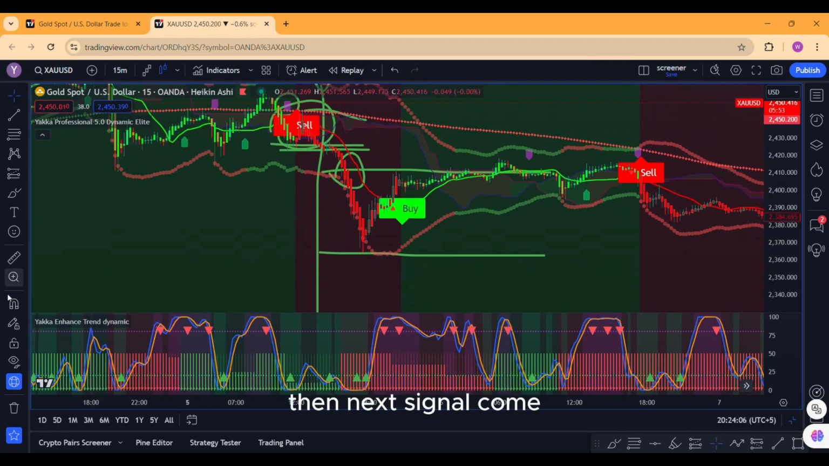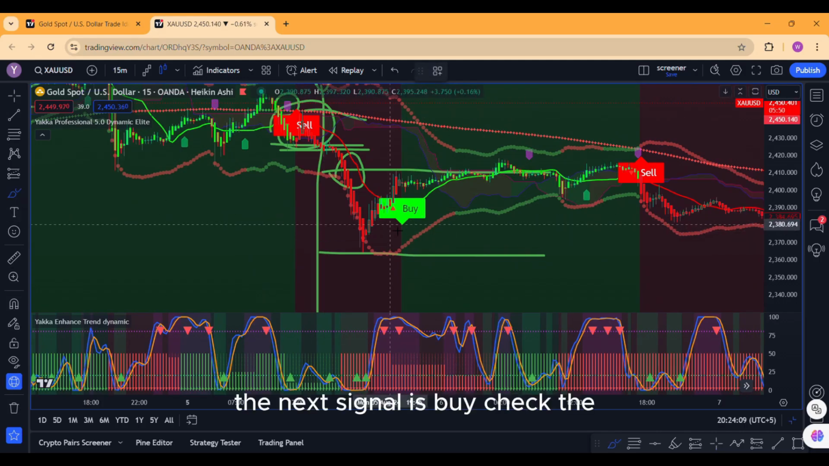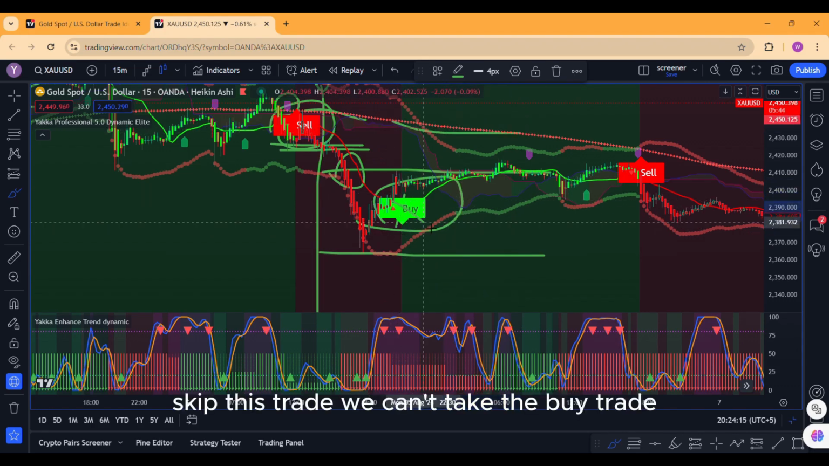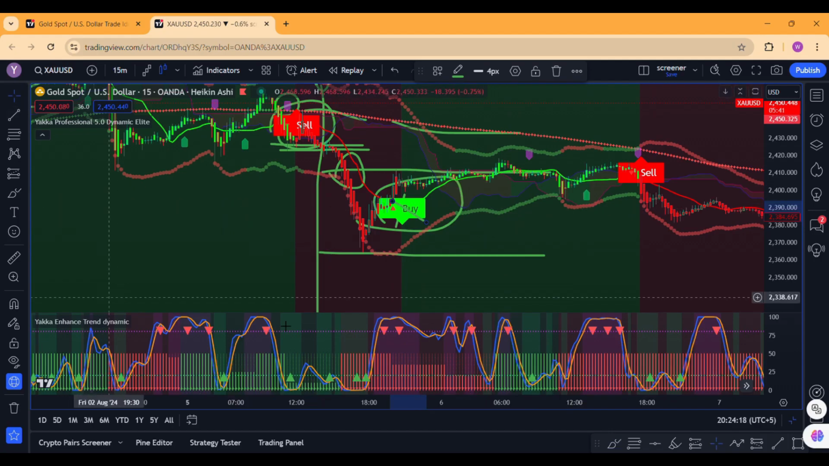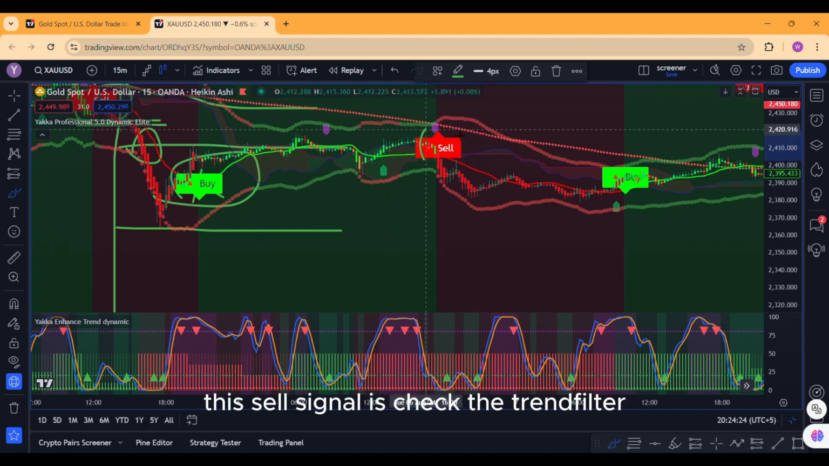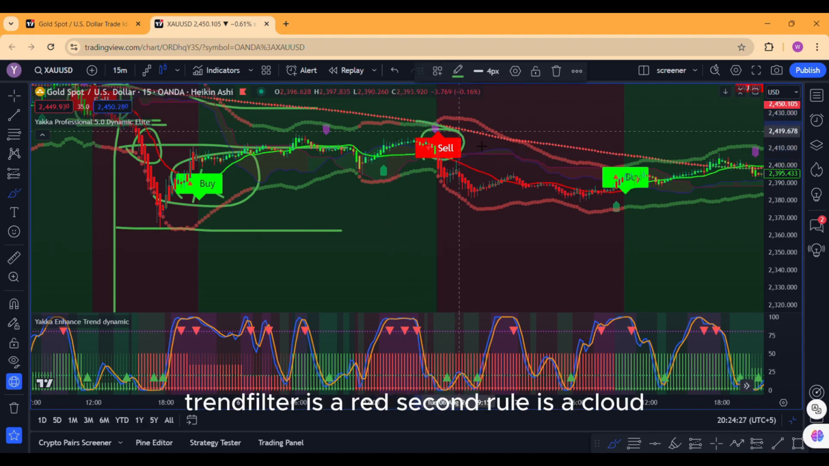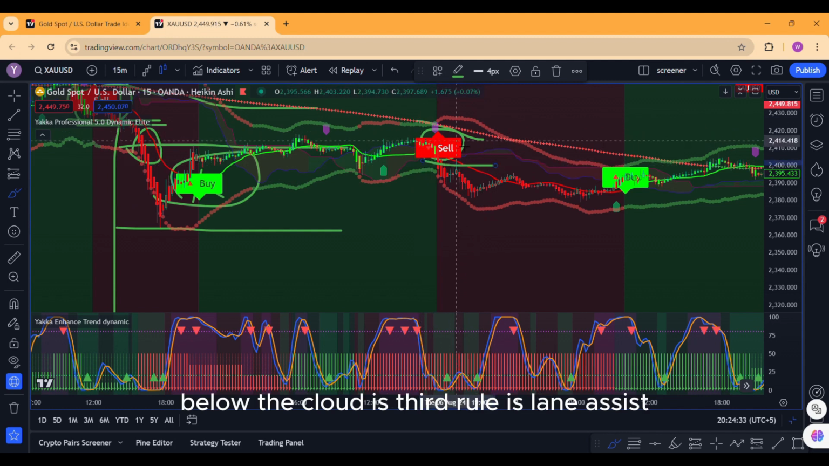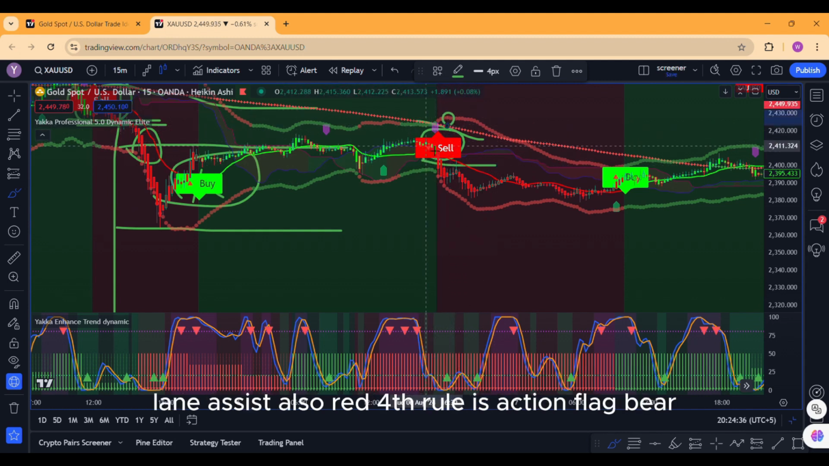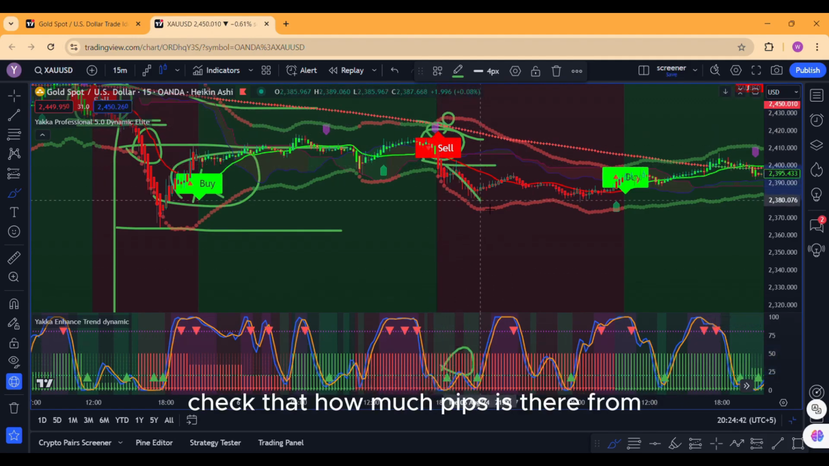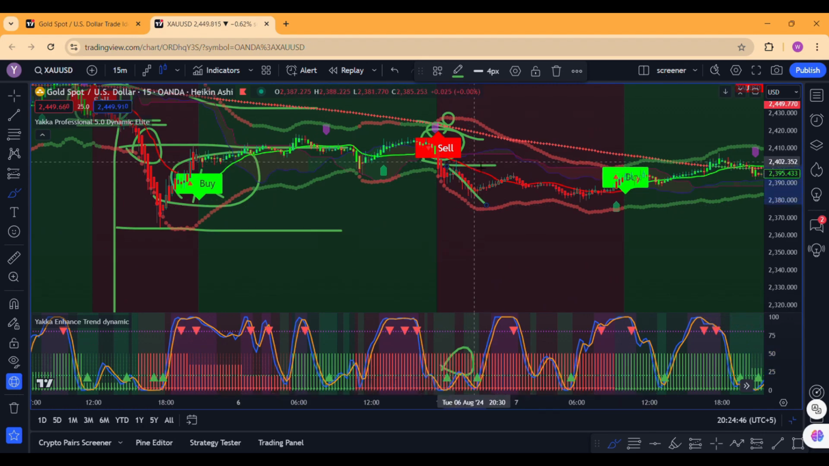Then the next signal comes. The next signal is buy. Check the trend filter. Trend filter is red. Skip this trade. We can't take the buy trade. Then we check the sell signal. Check the trend filter. Trend filter is red. Second rule is below the cloud. The third rule is lane assist, also red. Fourth rule is action flag bear. Fifth rule is momentum, also red. Check how many pips there are, from 24.2 to 23.81.